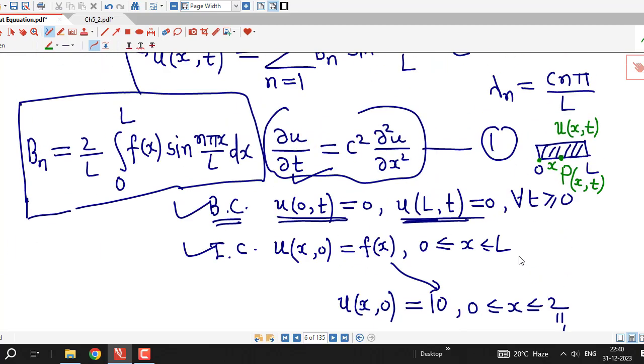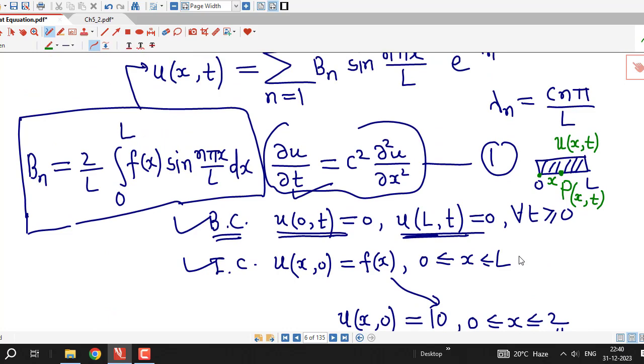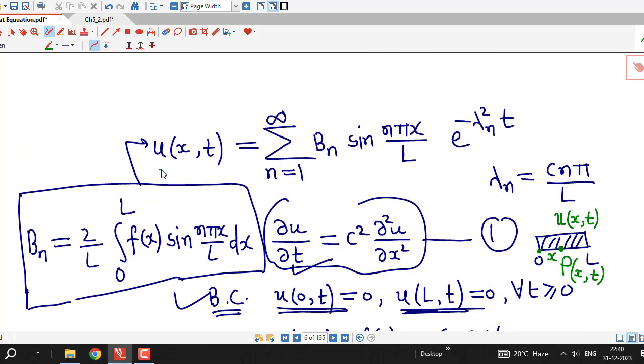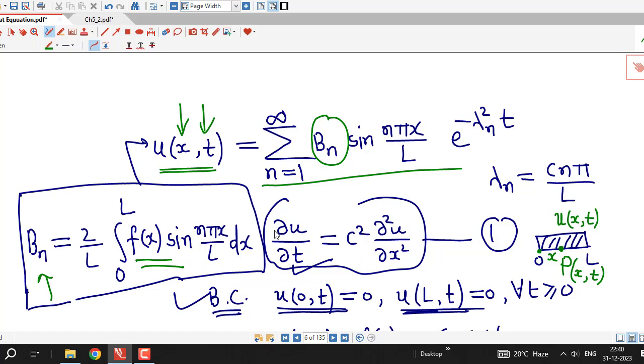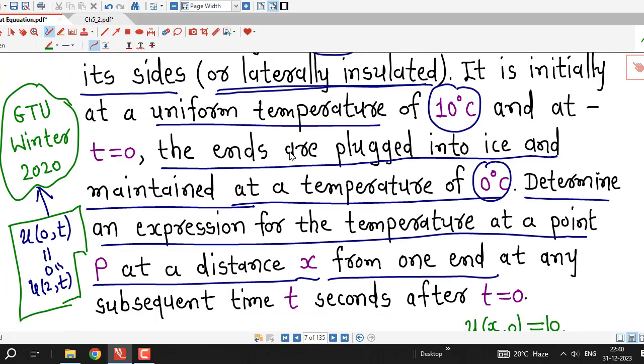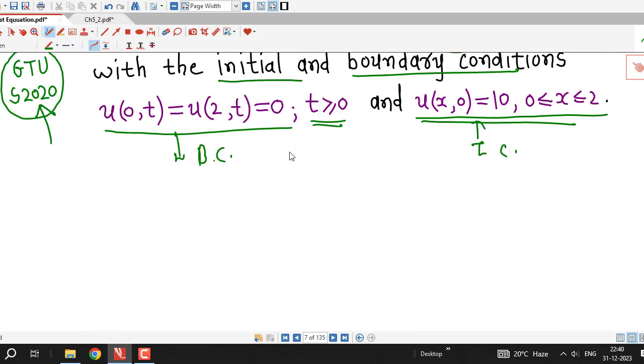Now once we understand the question, we have to find out the temperature distribution at any point x and at any time t. So this is the formula for the temperature distribution, in which we have to first find the value of b_n. So we will find b_n using the initial condition, and lambda_n is c n pi over L. After finding b_n, we will substitute it in this expression, and we will be able to determine an expression for the temperature.